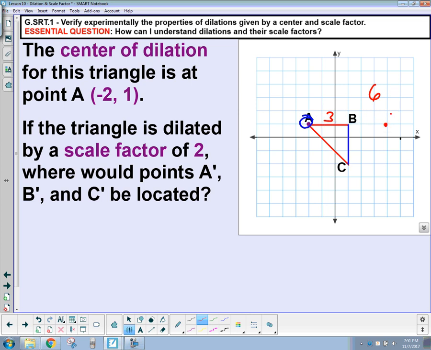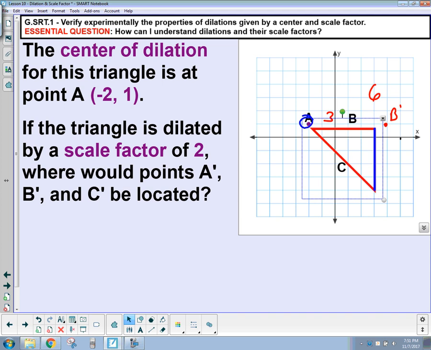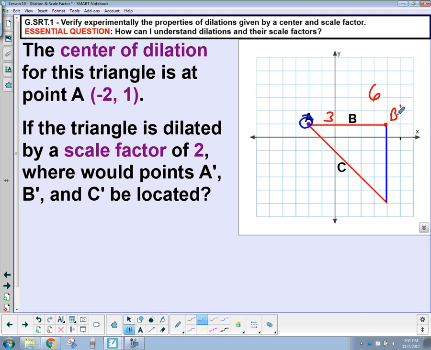So I'm going to grab my triangle. I'm going to dilate it as so. A little too much. There we go. Boom. So here's B prime. C prime's down here. Notice A prime stays put because it's the center of dilation. And as you can see, everything's scaled up.